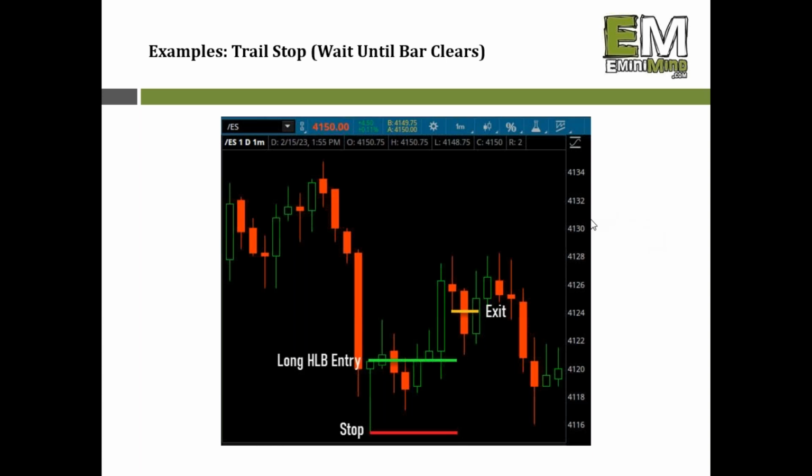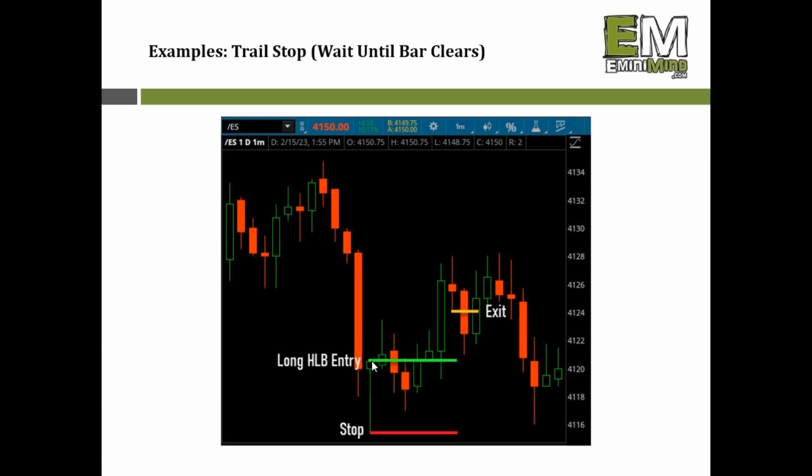And then, okay, so this one I wanted to touch on because one thing you can do, maybe not on the 1 minute bars, I don't do it as much, but the concept is: wait to trail your stop until you get a bar that completely clears your entry price.